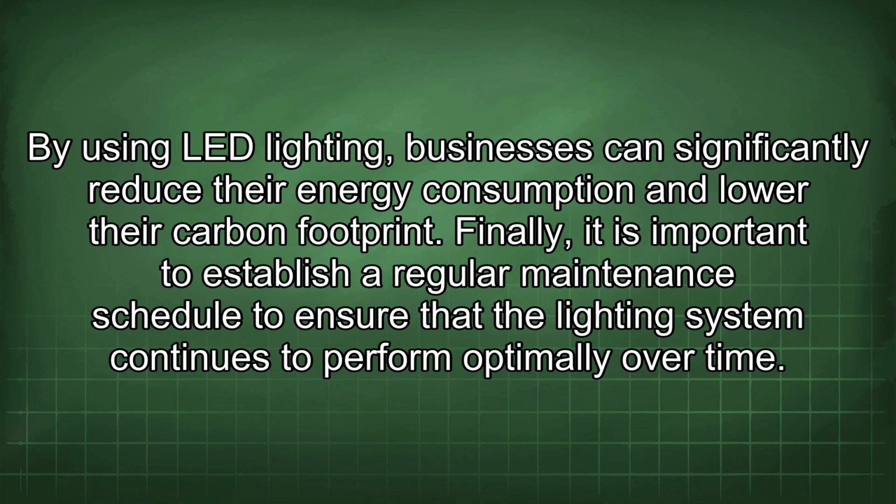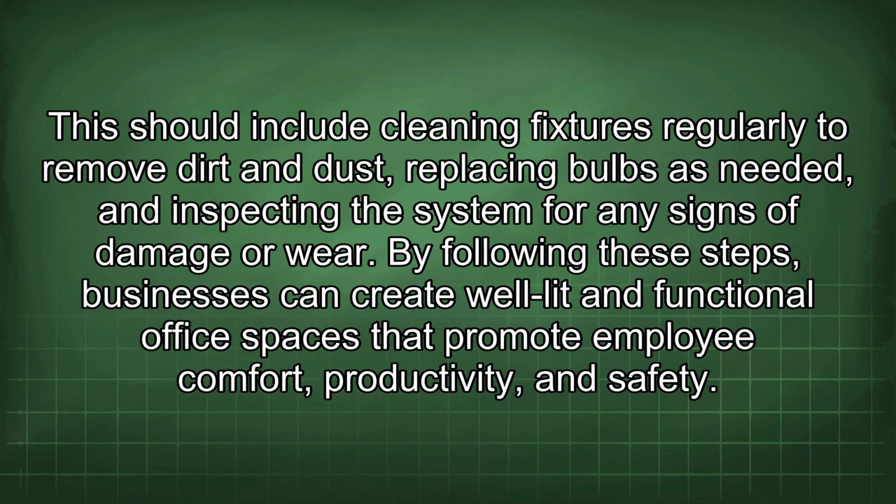Finally, it is important to establish a regular maintenance schedule to ensure that the lighting system continues to perform optimally over time. This should include cleaning fixtures regularly to remove dirt and dust, replacing bulbs as needed, and inspecting the system for any signs of damage or wear. By following these steps, businesses can create well-lit and functional office spaces that promote employee comfort, productivity, and safety.